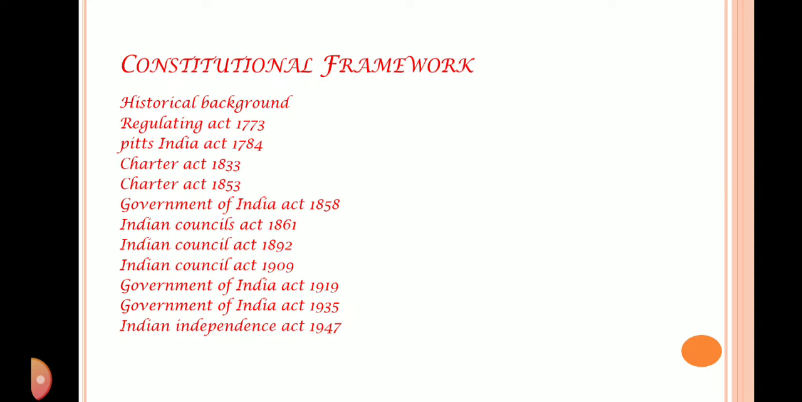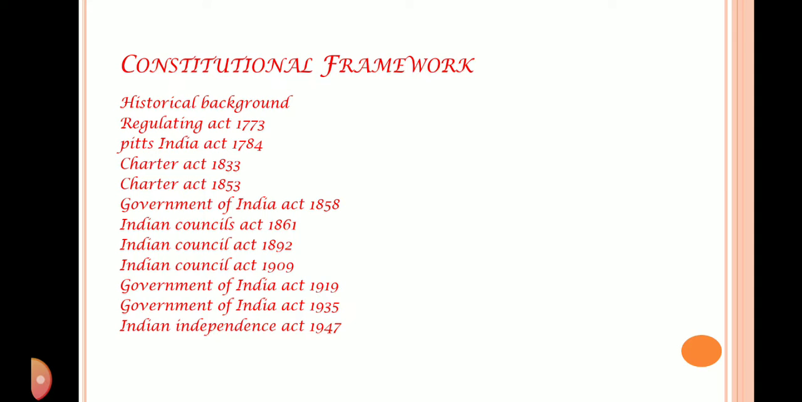First one, Regulating Act 1773. This act was the first step in the direction of consolidation of British rule and centralization of administration in India. The Governor of Bengal was made the Governor General of the Company in India, and governors of Madras and Bombay were subordinate to him. The first Governor General was Lord Warren Hastings. The Supreme Court was established at Fort William at Calcutta as the apex court in 1774.